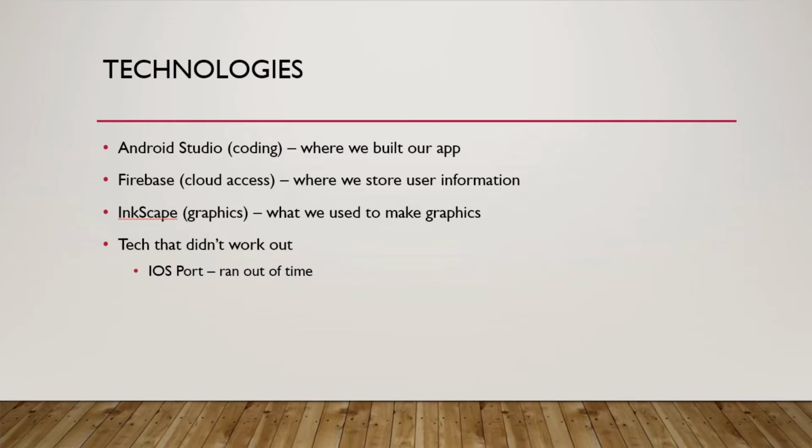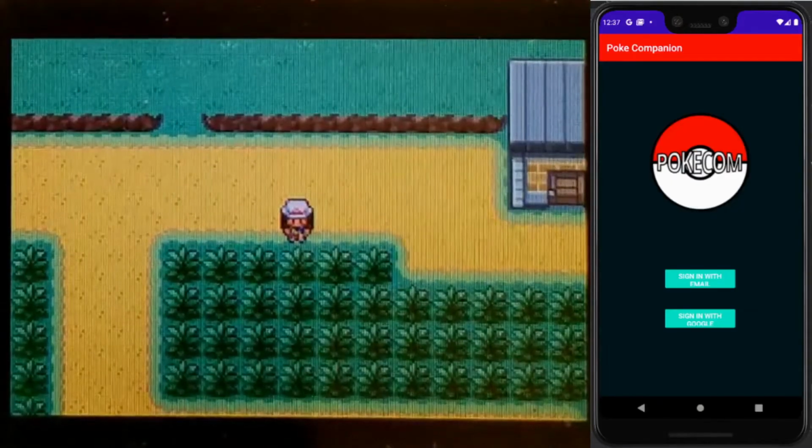Inkscape is just a nice little drawing program that we use to create vector graphics for the logo and some of the navigation icons in the app. And then we also tried to make an iOS port, but to be completely honest, we just ran out of time. Alright, so having talked about our technology, now our user V wants to sign into the app, so I'm going to hand it off to Tyler to talk about that.